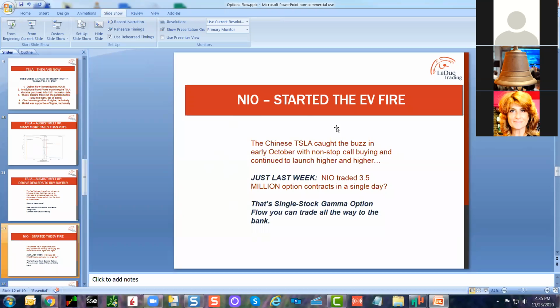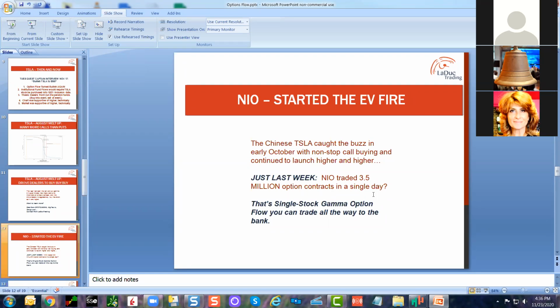So NIO started the EV fire, and you know what I'm talking about as far as the whole movement that Tesla, of course, started. But recently, the Chinese Tesla caught the buzz in early October. I mentioned it to clients that this was getting really strong, and I'm not even talking about a fundamental case for NIO. I know there are diehard fans of this whole movement. I remember one week back in October, remember we're at November 23rd, it traded 1.4 million contracts in one day. It was around 30 bucks.